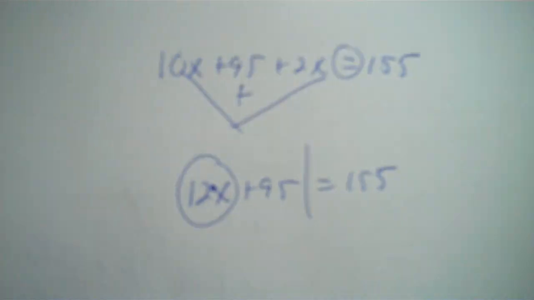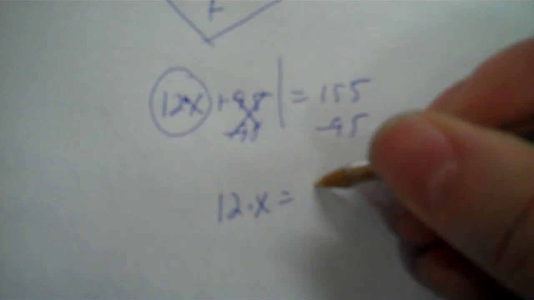Then we have multiplication by 12 and plus 95. So we would subtract 95, and that's 60. And you would divide each side by your 12, and you'd get 5. So x is 5. So here's the x.